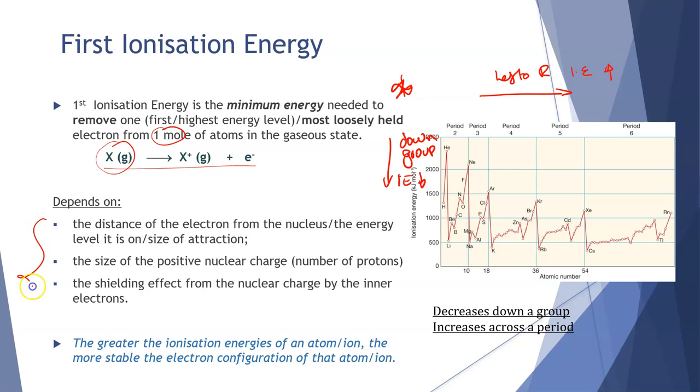So these again rely on the distance of the electron to the nucleus, and the size of the positive or nuclear charge, the number of protons, and the shielding effect, i.e. the core charge. The greater the ionization energy of the atom, the more stable the electron configuration of that atom, which means it makes sense that as we move from left to right across the periodic table, our noble gases are the ones that show the highest ionization energies. So as we move across, getting more and more full shells, the more stable the electron configuration becomes, and the higher the ionization energy.